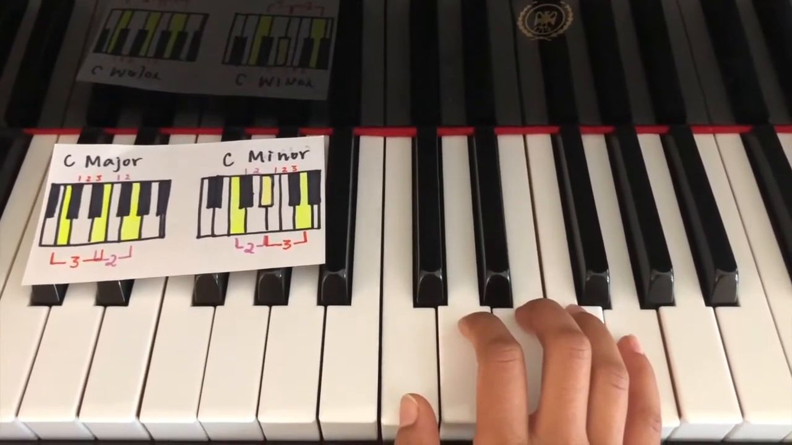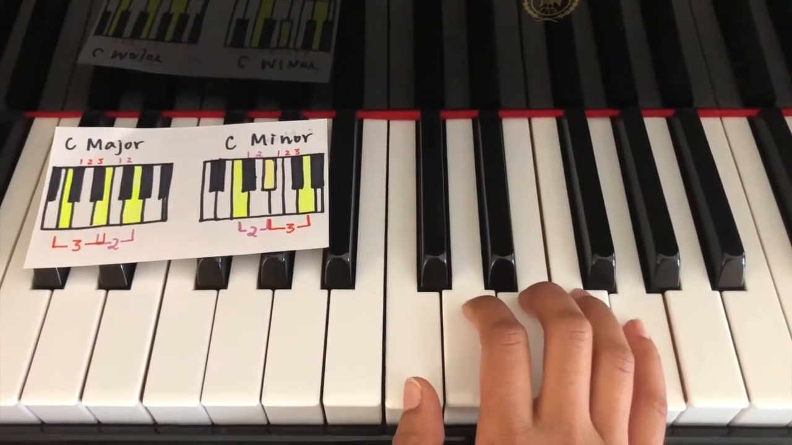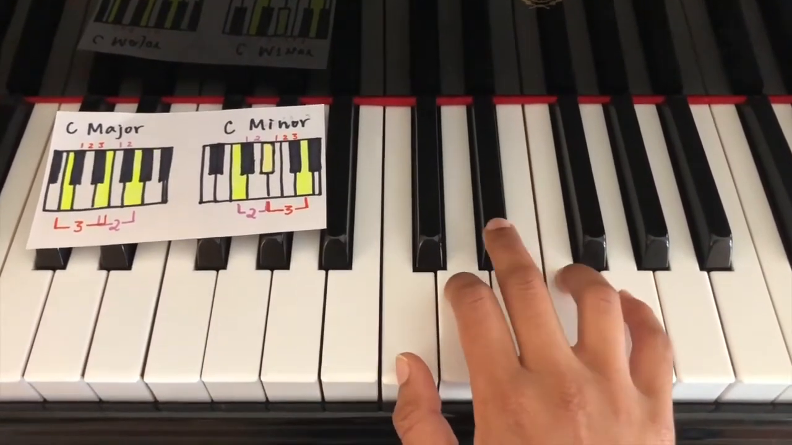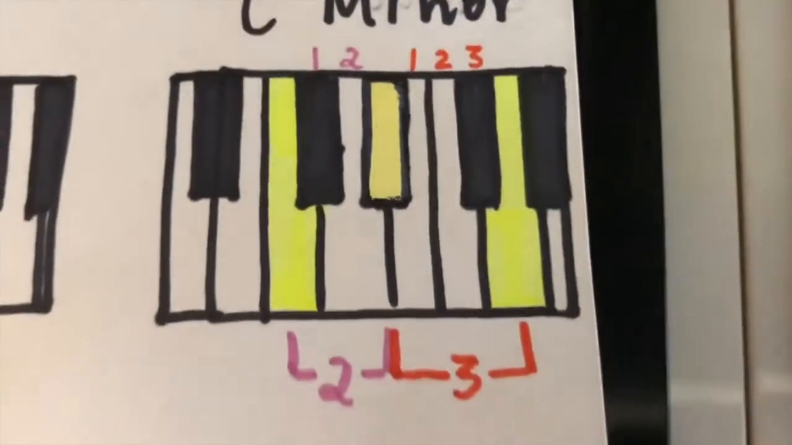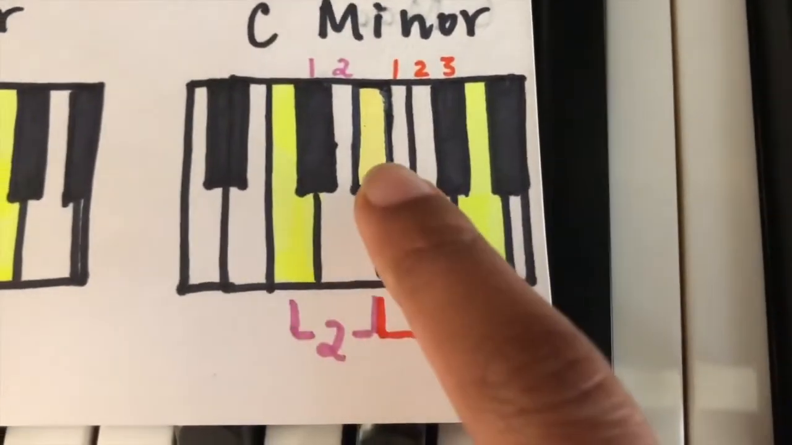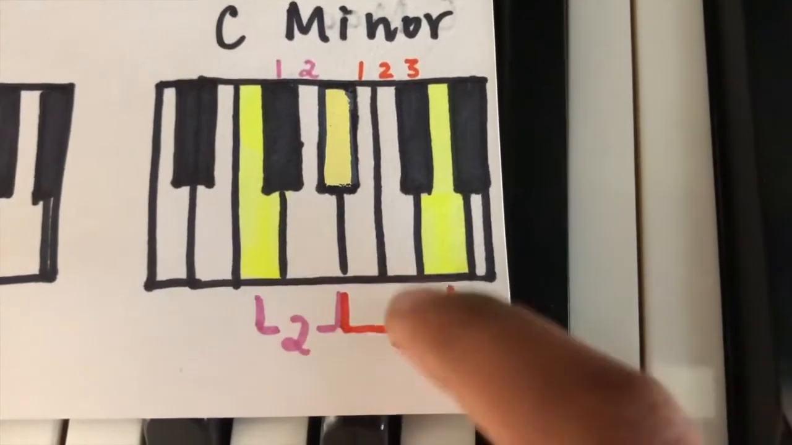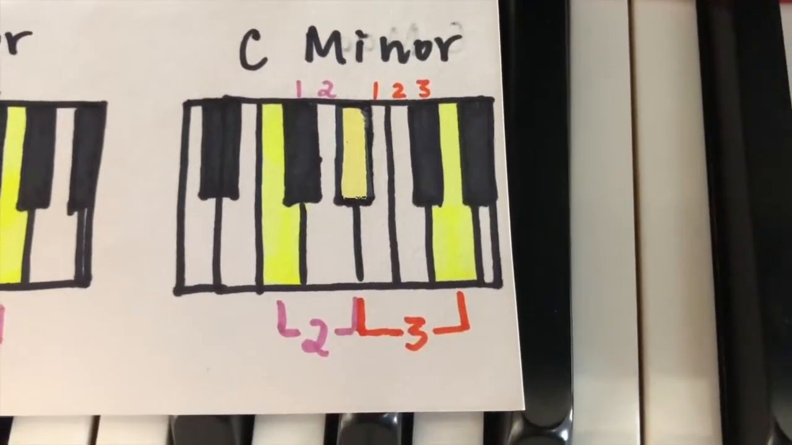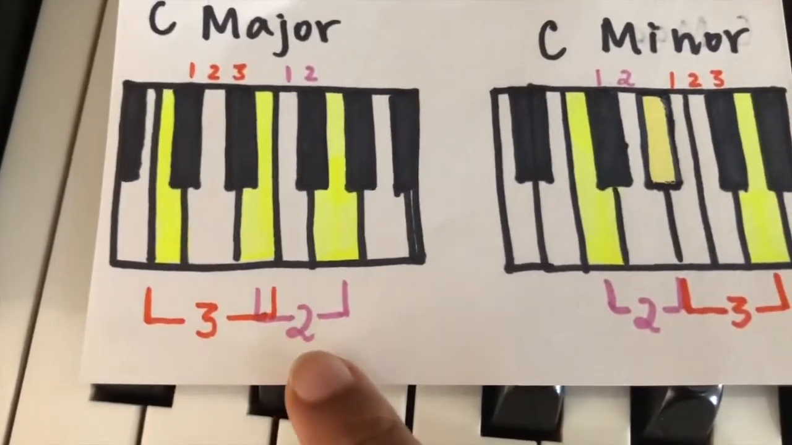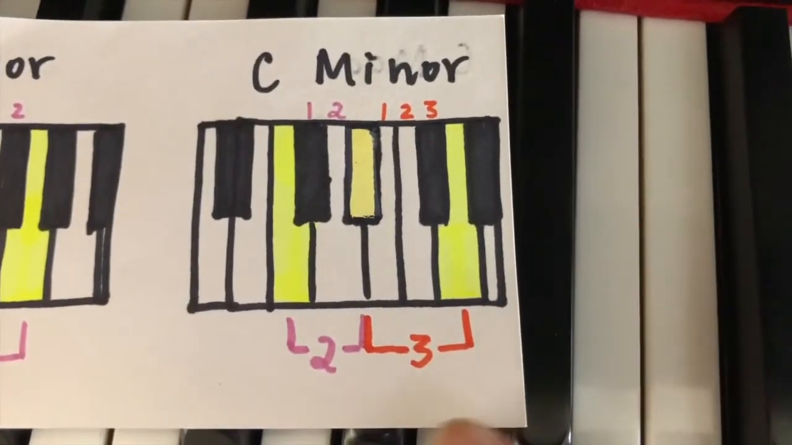A minor chord is very similar to a major chord, except the third note goes down 1. So as you can see in C minor, between the first 2 notes, there are 2 keys. And between the second 2 notes, there are 3 keys. So it's the opposite of major. Major was 3 and then 2. Minor is 2 and then 3.